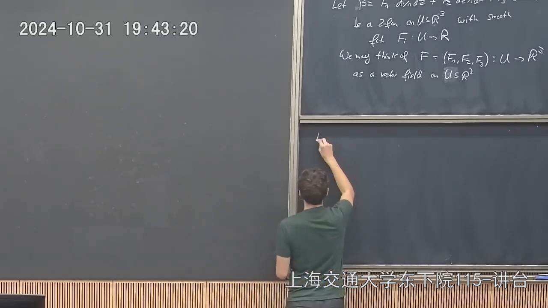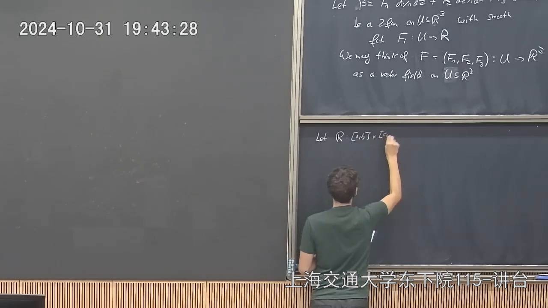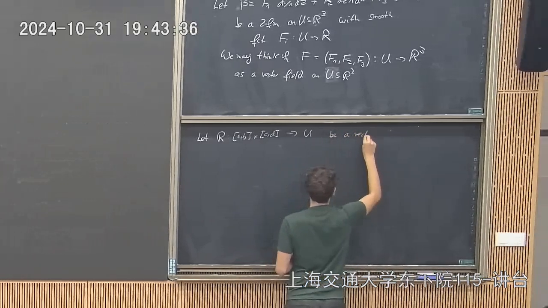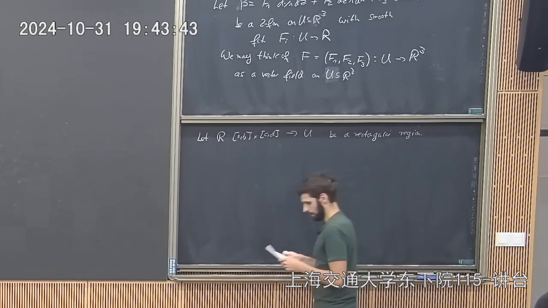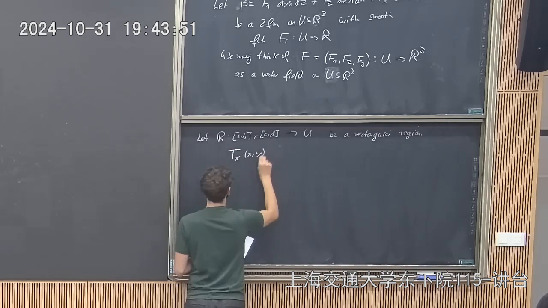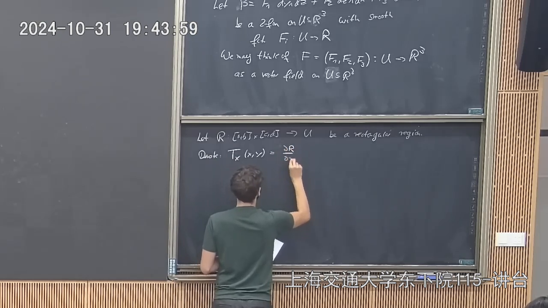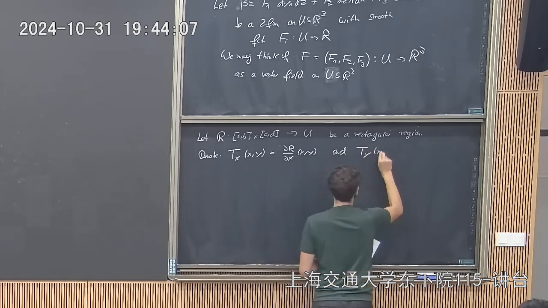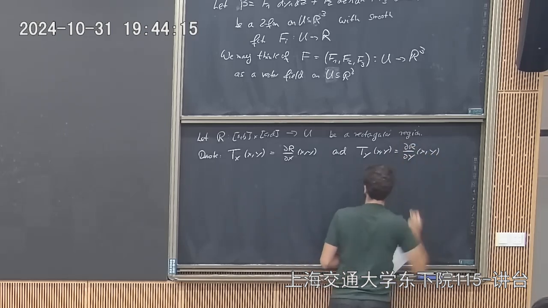But what we can do is, let [a,b] times [c,d] be a rectangular region U. And then let's denote by Tx(x,y) and Ty(x,y) the two vector fields, the partial derivatives of r with respect to x and y.